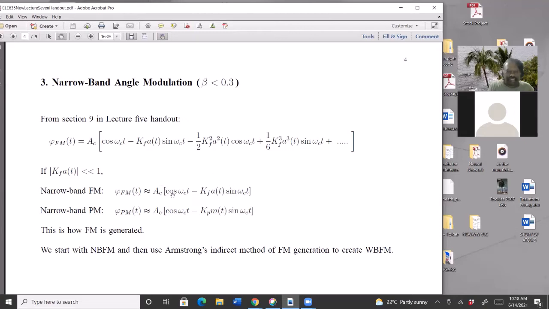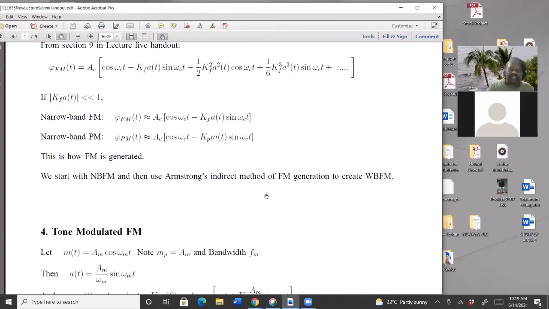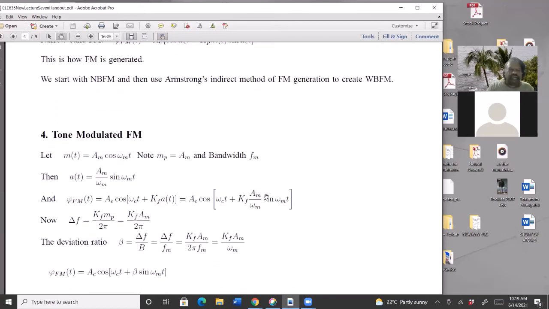And if you look at it, this looks almost like AM large signal, except for this plus. In AM large signal, this will be plus. There is no integration in AM, and in AM this is cosine, but now we have sine. Okay, you need to observe that similarity. All right, I think now we are going to go to tone modulated FM.